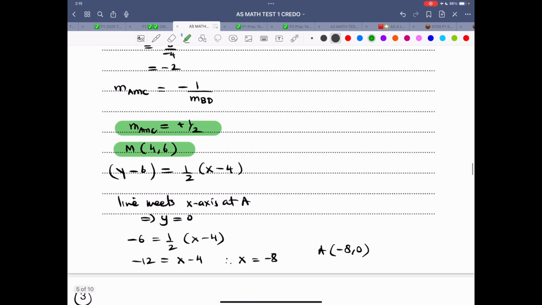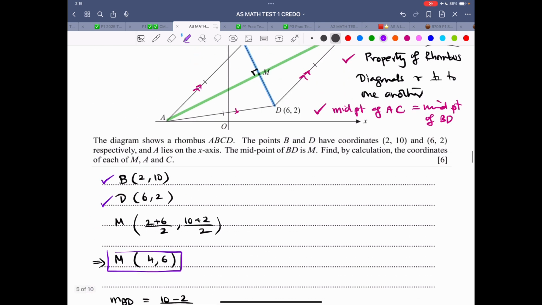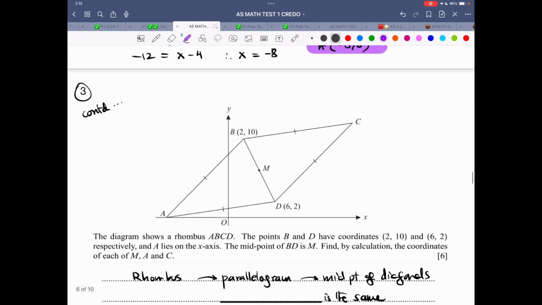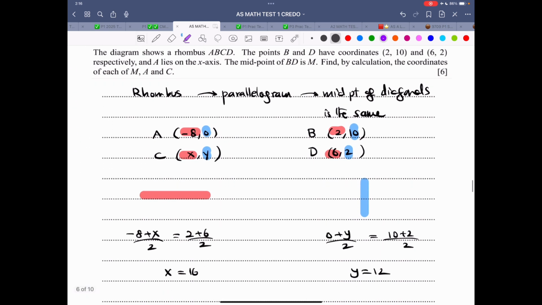Hence you find the equation of this line. When the line meets the x-axis at A, y coordinate is 0. Therefore, you make the y coordinate 0, you find the coordinates of A. So first we found the coordinate of M, then A, then now the midpoint thing. You can do it with distance and gradient also, but that's a waste of time.